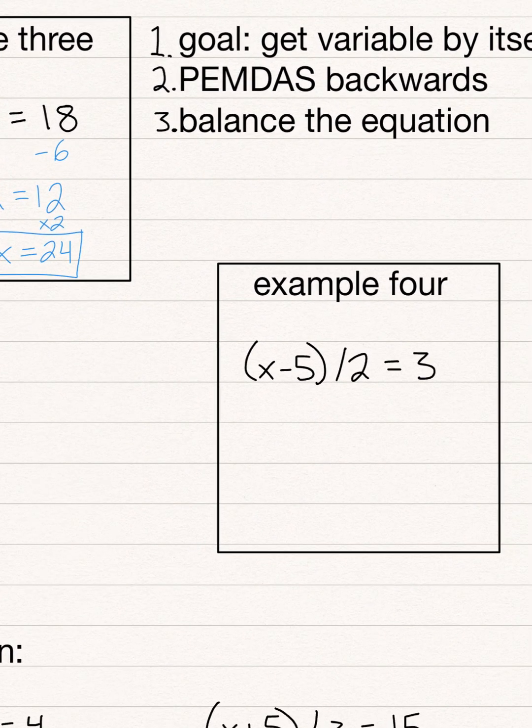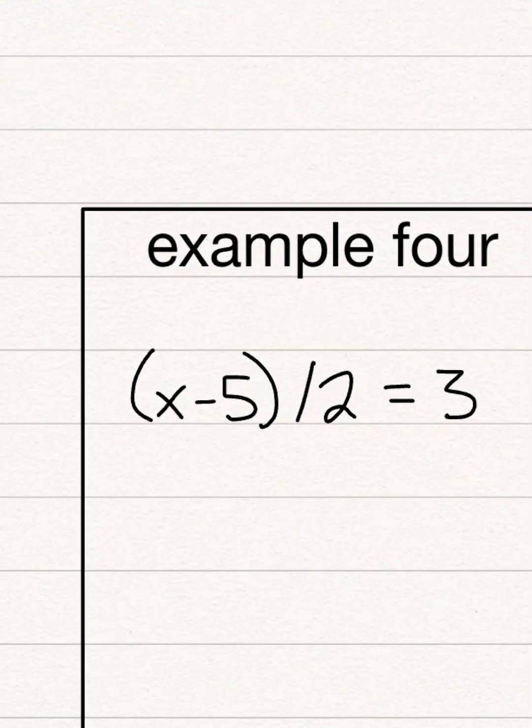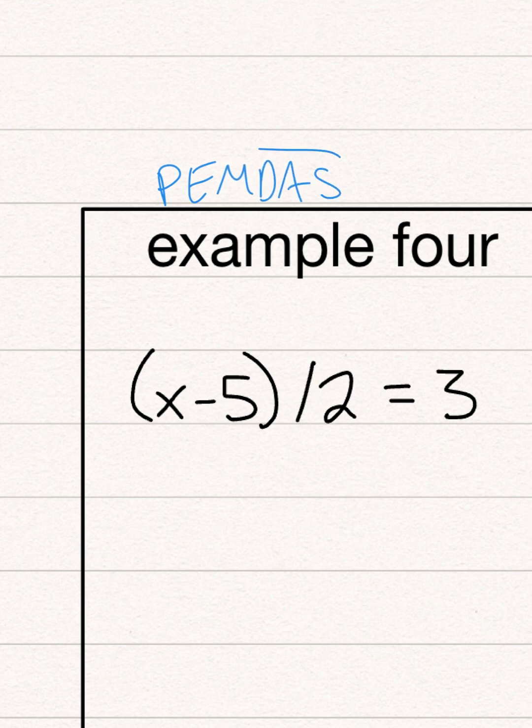All right, and then the next example, we have some parentheses here. If we're thinking PEMDAS backwards, parentheses are actually what we're going to do last. So here I have to undo this division first. So I'm going to undo the divide by 2 by multiplying by 2. So then I have x minus 5 equals 3 times 2 is 6.